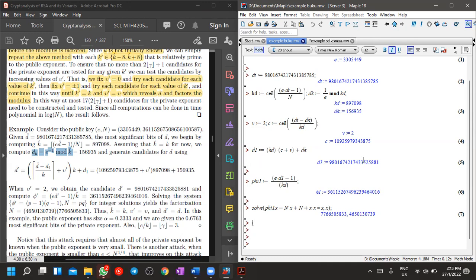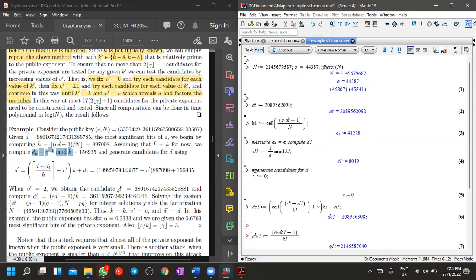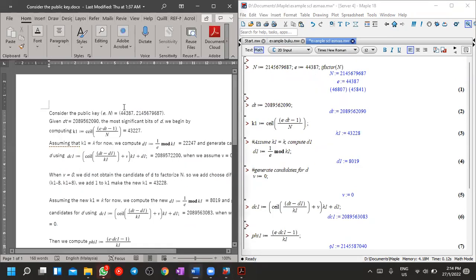So in this example, the public exponent has size alpha equal to 0.3333, and we are given the 0.6763 most significant bits of the private exponent D. Also, the floor function of E minus E over K is 3. Okay, and then we move on to my example.